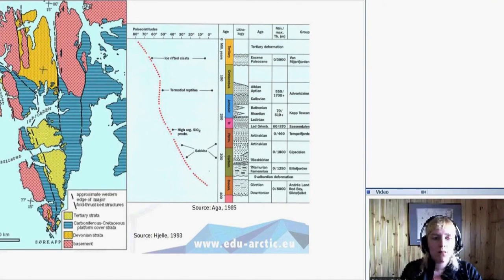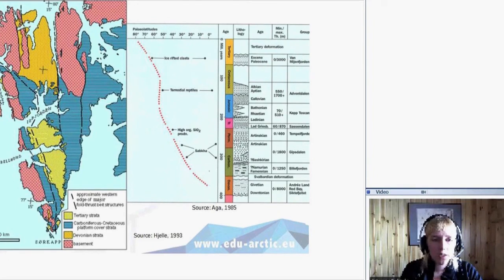The younger rocks are placed in the center of the main island of the archipelago, because this island is called Spitsbergen. By the way, the name Spitsbergen comes from these mountain peaks that are very steep, and they remind of the Alps. If you see it, they are just not as tall.